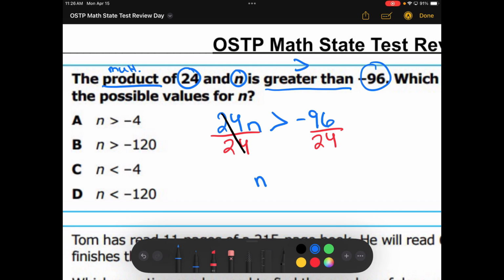Do I flip the sign here? No, I do not. It's greater than negative what? What's negative 96 divided by 24? Negative 4. A, B, C, or D? What do you notice about your answer choices? A and C, B and D, and the only difference is that they flip the sign. So you have to know that rule. The answer here is A.